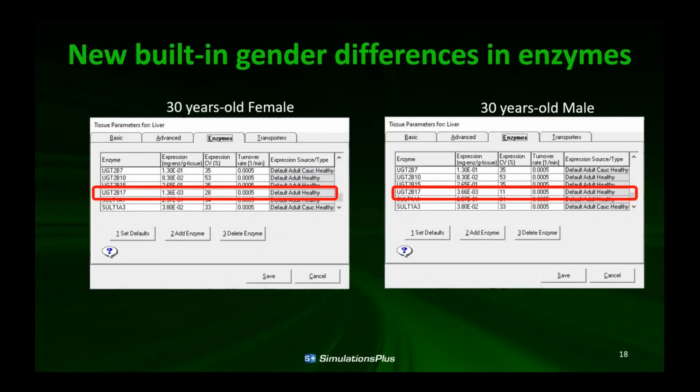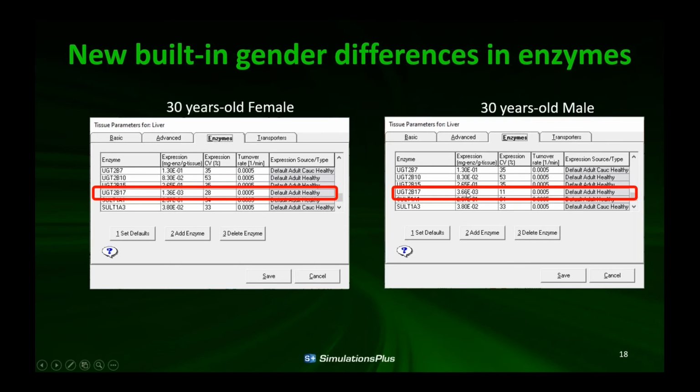For some of the enzymes, we also find that there might be a gender difference. So we also add a built-in gender difference effect in the enzyme expression. For the UGT2B17, we could find that for this 30 years old female, the expression level compared with a 30 years old male is significantly lower, and the male is 2 times higher.